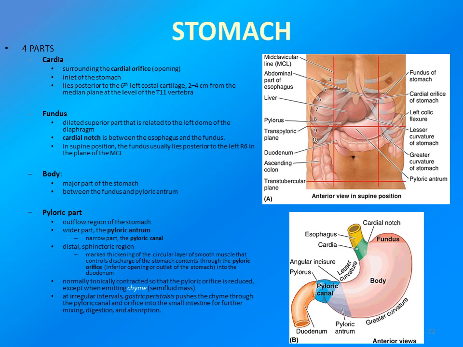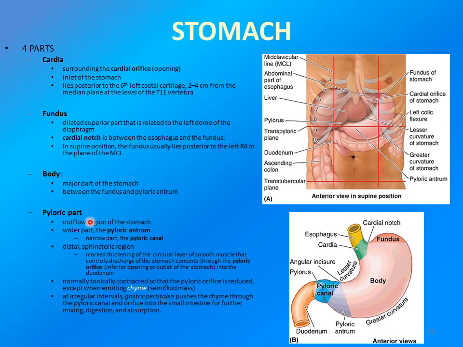The cardia region contains the inlet for the esophagus, and it's separated from the fundus by a cardiac notch. The fundus is the dilated superior portion that creates the left dome of the diaphragm. The body is the major portion of the stomach. It is between the fundus and the pyloric antrum and composes both the lesser and greater curvatures.